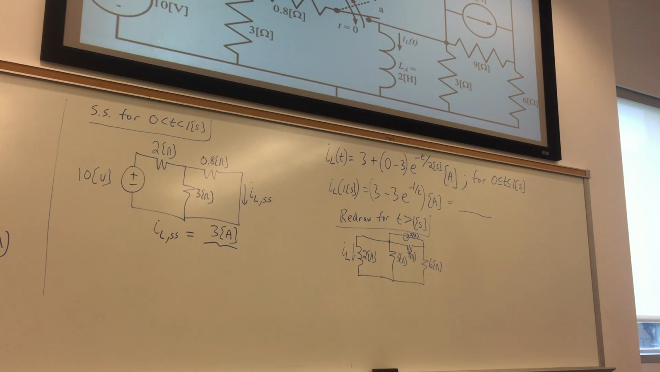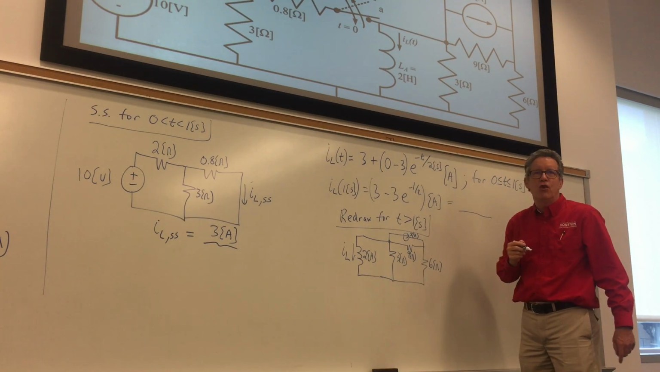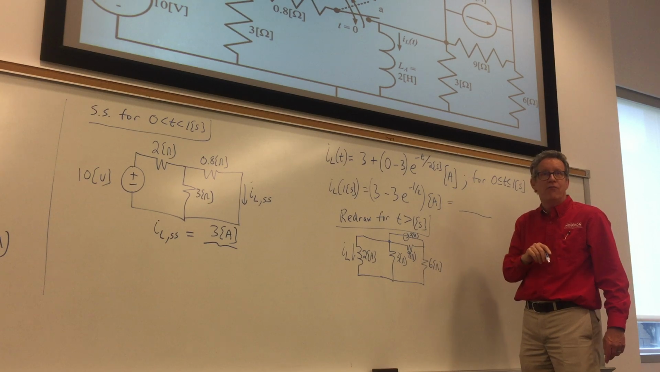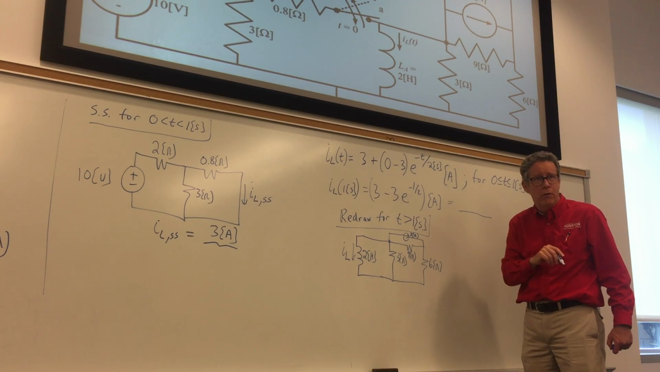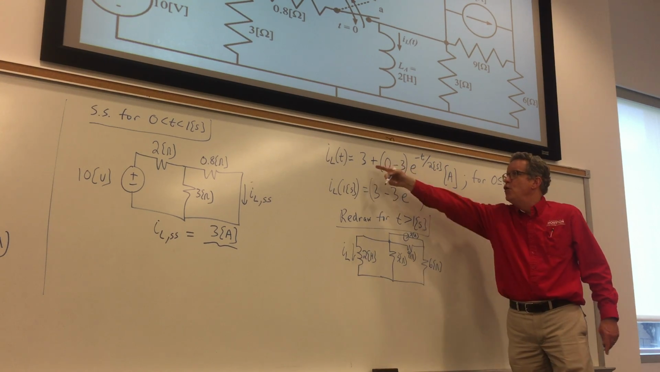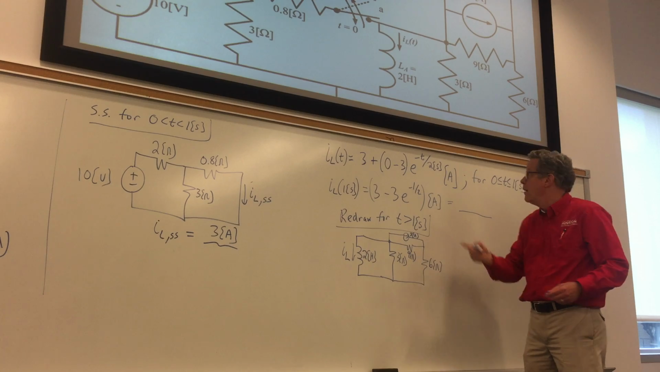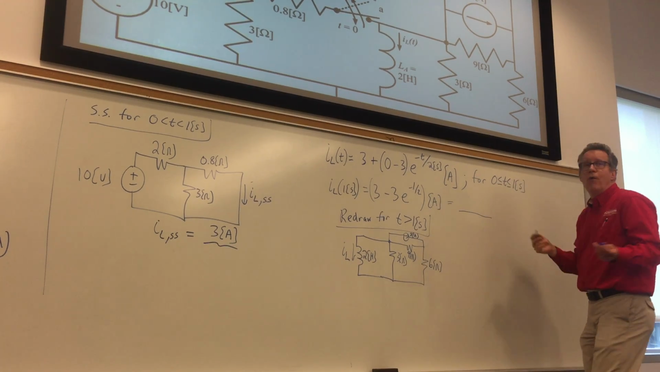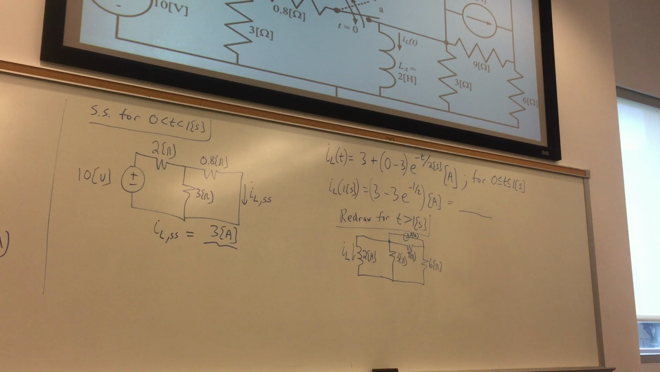I have an initial value, a time constant, a steady state value. I load them into my new equation. My new equation is going to have a t minus 1 second in the numerator and a new, different time constant in the denominator. It's going to have a new initial value, a new steady state value, and it's going to be valid for t greater than or equal to 1 second. Questions? Good.